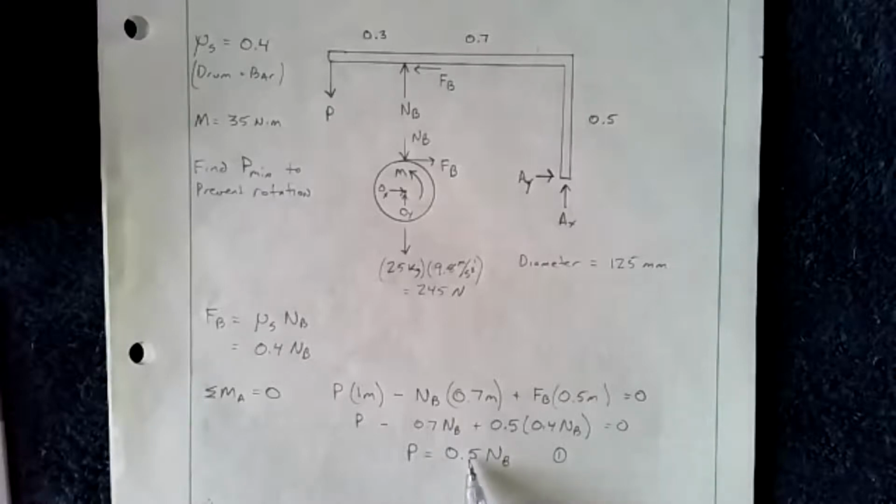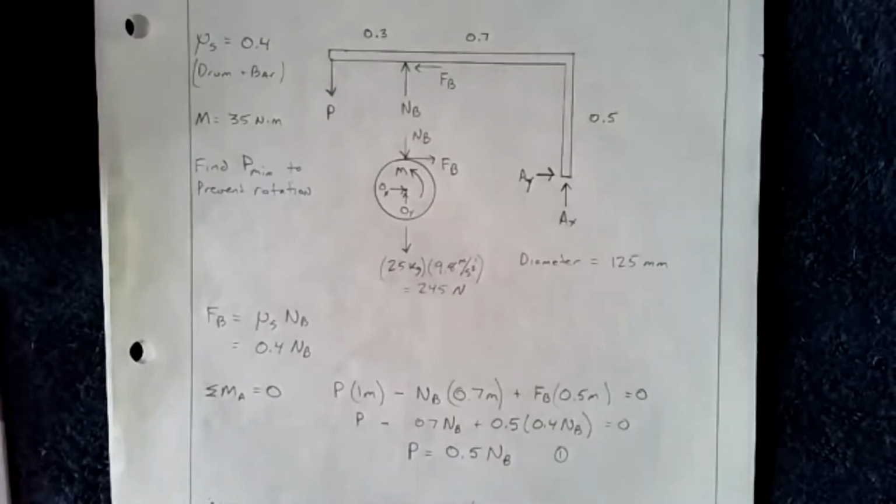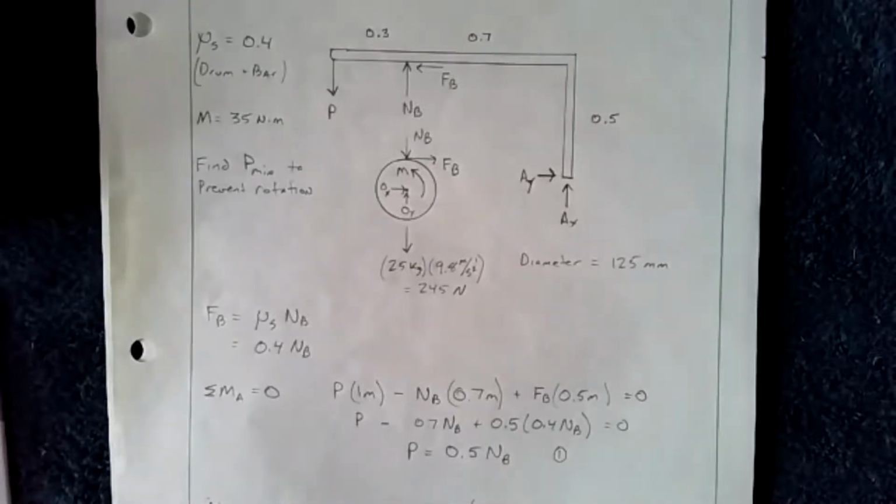Now, that's our first equation. And that's just solving this, right? That's negative 0.7, and that's 0.2, right? And so we end up with 0.5. 0.7 minus 0.2 is 0.5, complex math, there we go. So we know this relationship here.